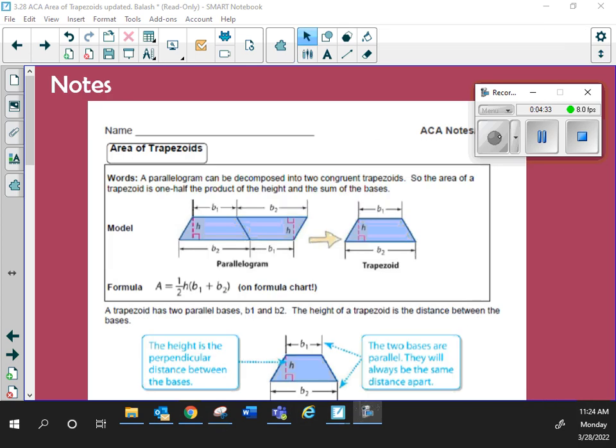All right, so let's look at this trapezoid. Again, we just said that a trapezoid, the unique fact, the unique characteristic about a trapezoid is what, one more time?